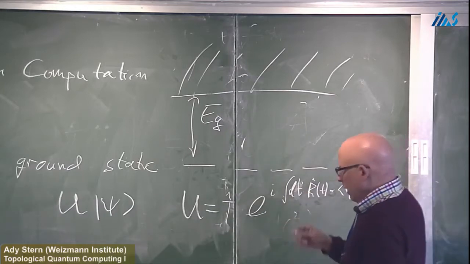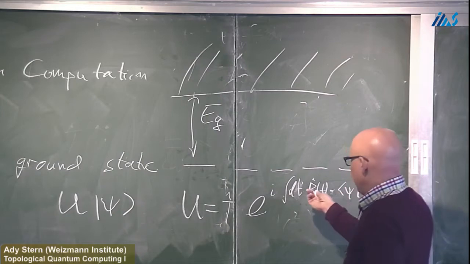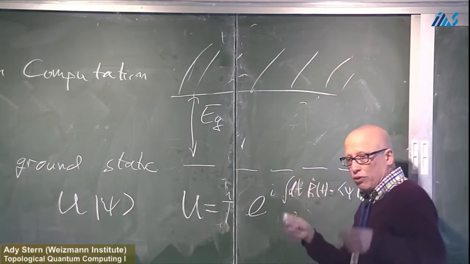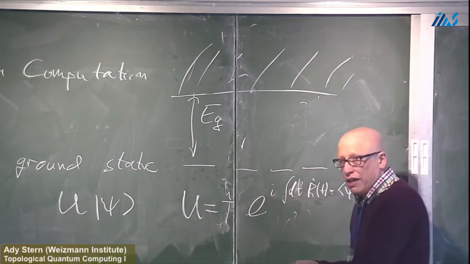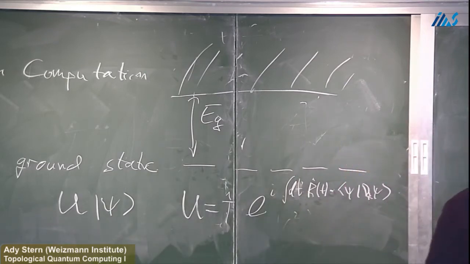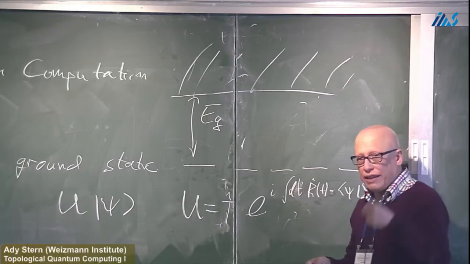Okay. Now it will turn out that by the time we brought the parameters back to their original values, we will get some unitary transformation that will be highly robust. And it will be highly robust because it will depend only on the topology of the trajectory that we carry out.